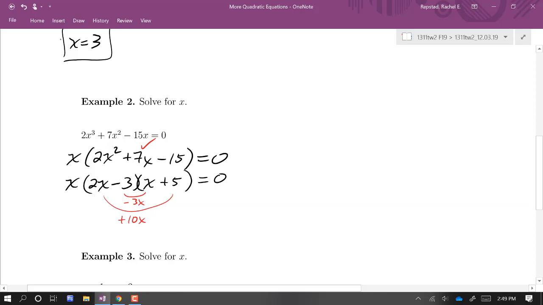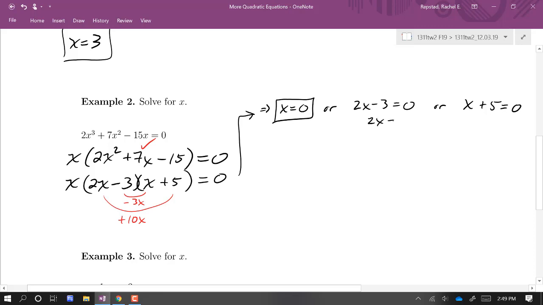So that gives us a couple possibilities. That means that either x equals 0, or 2x minus 3 is equal to 0, or x plus 5 is equal to 0. X equals 0 is just one of the solutions. And then we have these other pretty simple linear equations to solve. So 2x is equal to 3, which means x is 3 halves. And over here, if x plus 5 is 0, then subtracting 5 from both sides gives us x equals negative 5.